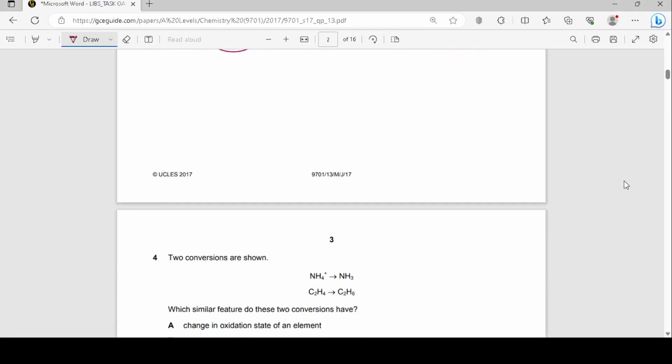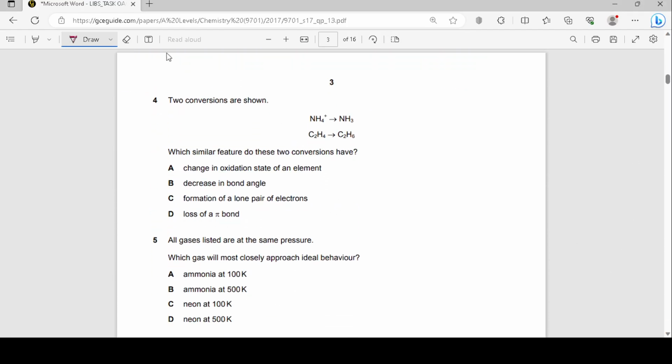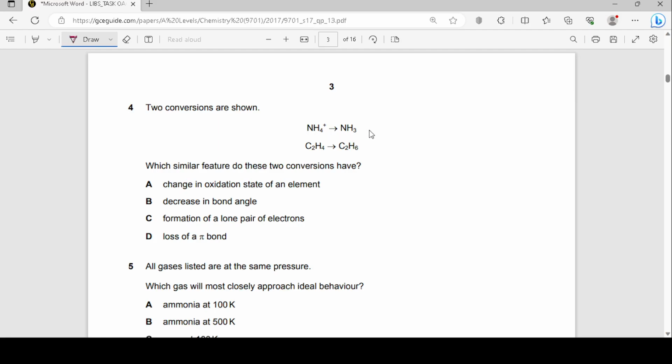Question number 4. Two conversions are shown. Ammonium ion is converting to ammonia, and then you have ethene converting to ethane. Which similar feature do these two conversions have? Change in oxidation state of an element.